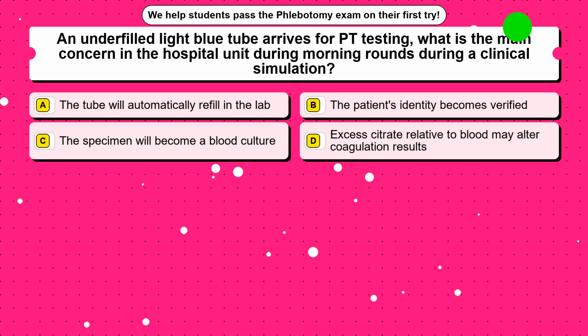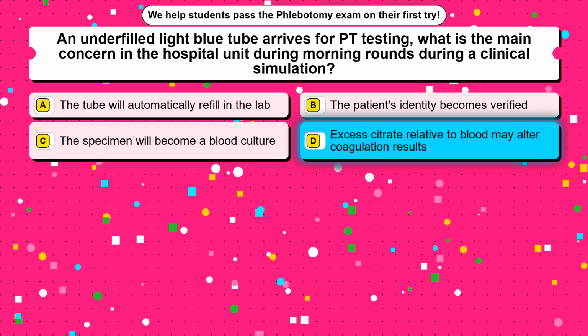Question 89. An underfilled light blue tube arrives for patient testing. What is the main concern in the hospital unit during morning rounds during a clinical simulation? Option A. The tube will automatically refill in the lab. Option B. The patient's identity becomes verified. Option C. The specimen will become a blood culture. Option D. Excess citrate relative to blood may alter coagulation results. The correct answer is option D.